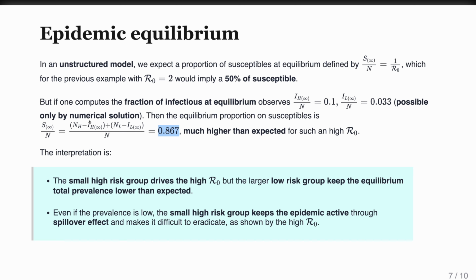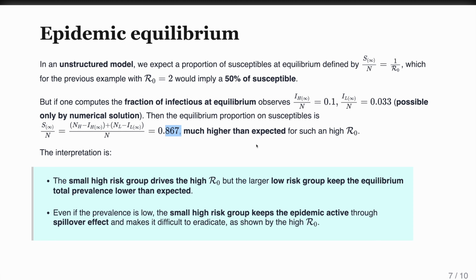As you can see, we just used the number of people in each group and removed the people that are infected in both groups, and then take the proportion over the total. This number, 87%, is much higher than expected for such a high R0, which would give 50%. Well, how do we interpret these numbers?